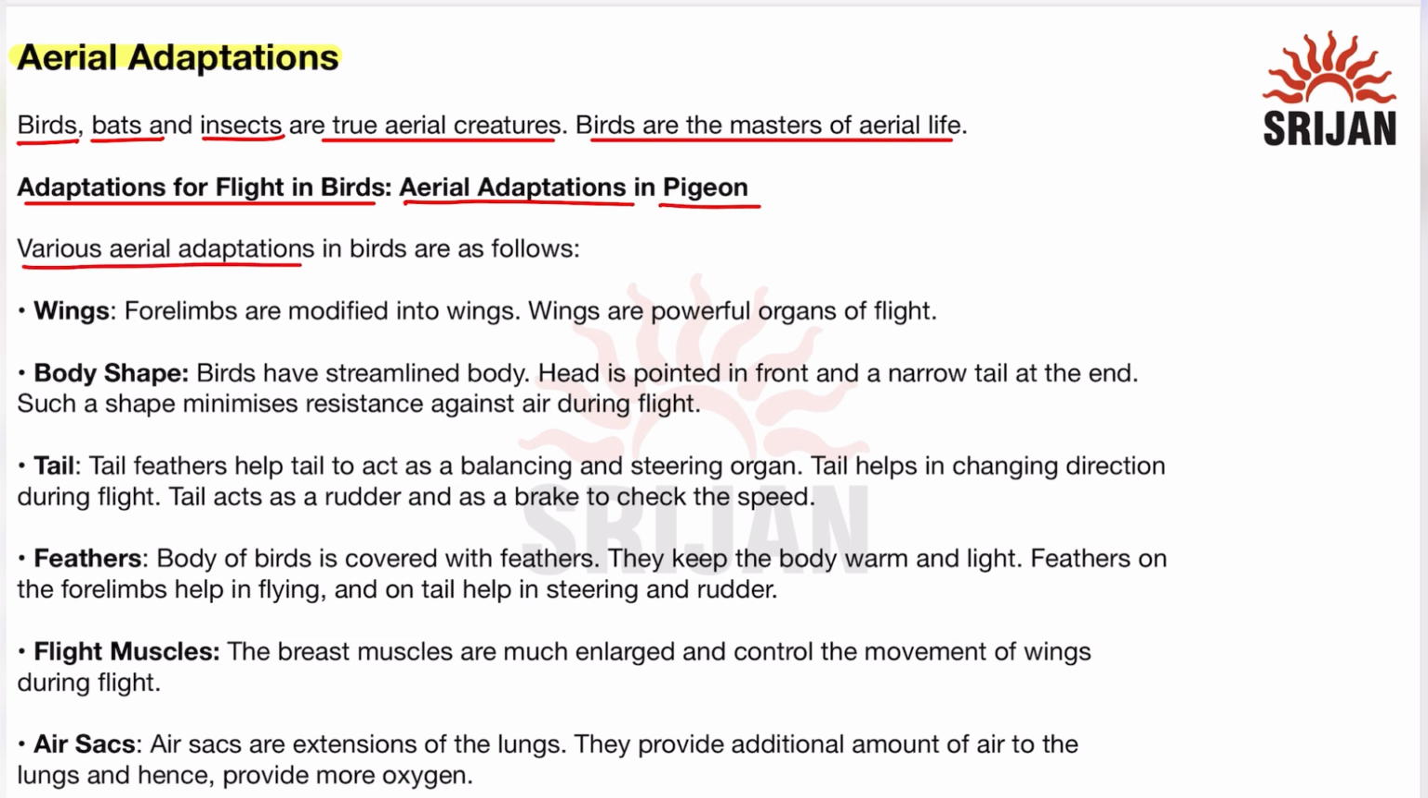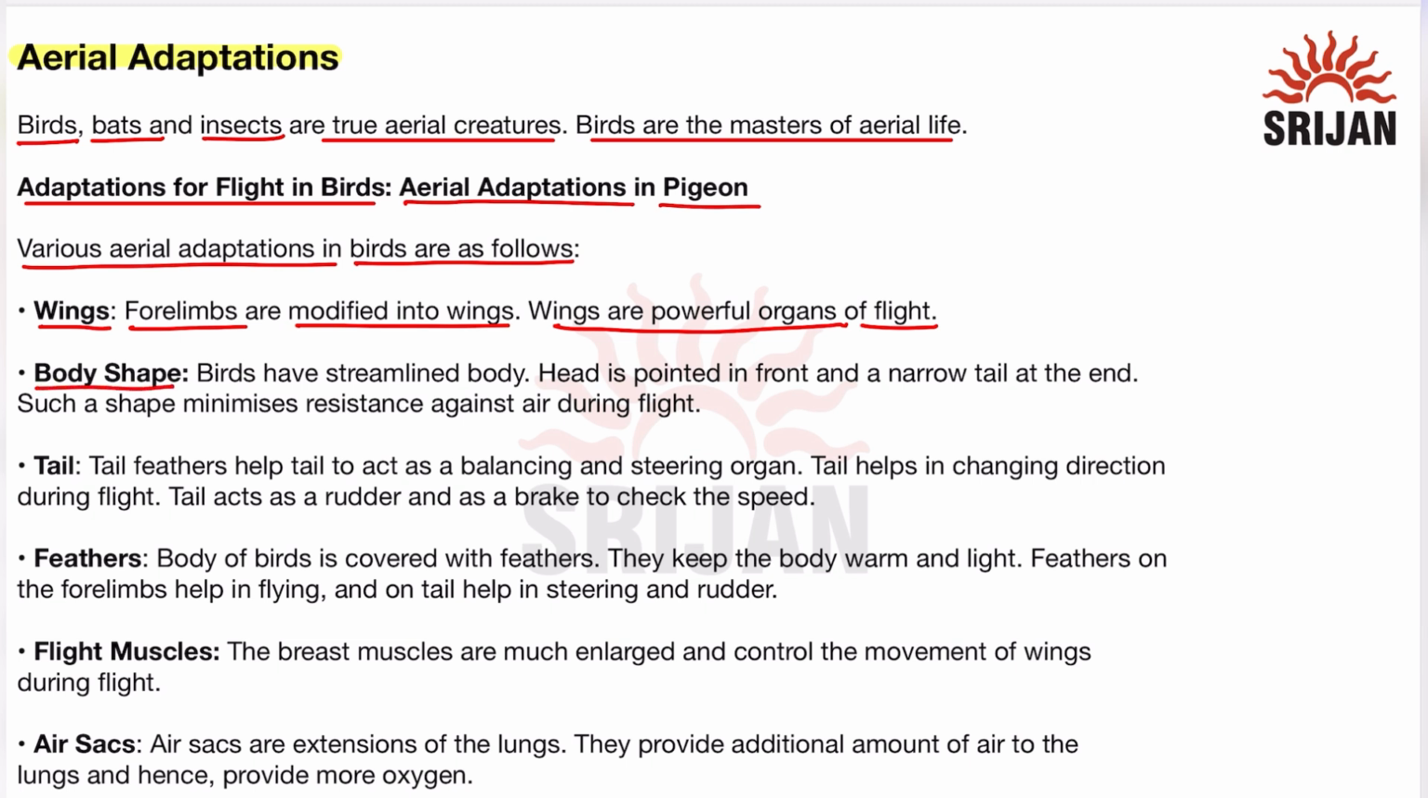Now, various aerial adaptations in birds are as follows. First is wings. Now, four limbs of the bird, they are modified into wings. Wings are the powerful organs of flight. So, wings help the bird to fly.